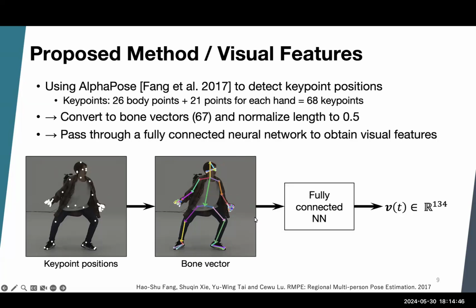Finally, we pass this through a fully connected neural network to obtain the visual features V_t for frame t of the video, keeping the dimensionality of the visual features the same as the bone vectors, which is 134.